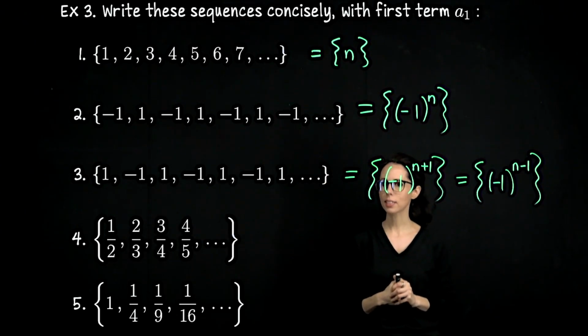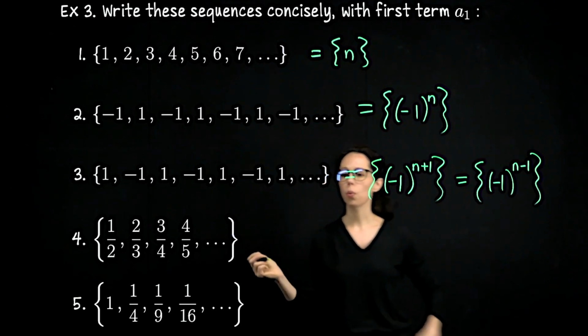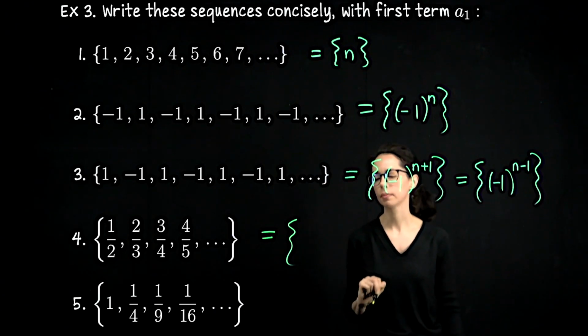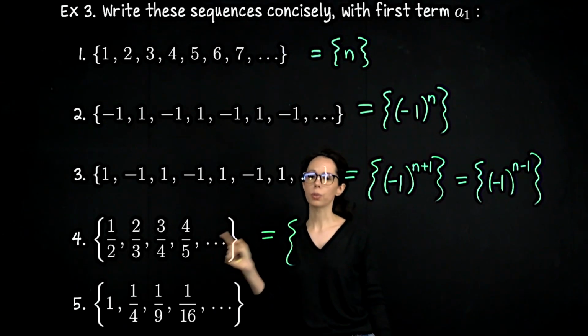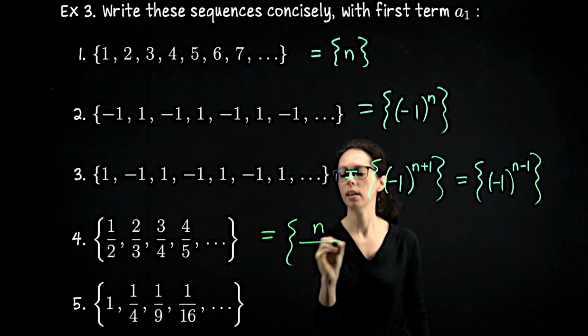Okay, for the next sequence, we're looking at 1 over 2, 2 over 3, 3 over 4, 4 over 5. What do you think that's going to be? Well, the numerators match the index. So 1, 2, 3, 4, 5. The denominators are 1 higher. So this is the sequence n over n plus 1.